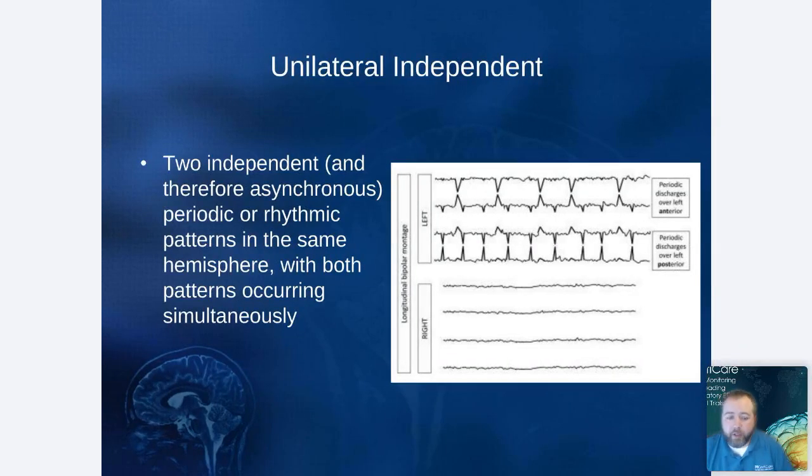Next is unilateral independent. This person's going to be pretty sick. So, two independent patterns occurring within the same hemisphere. Here you can see this patient has two different sets of periodic discharges going on, but they're both occurring on the left. In unilateral independent periodic discharges, they'll occur at two independent locations, but at the same time and within the same hemisphere.